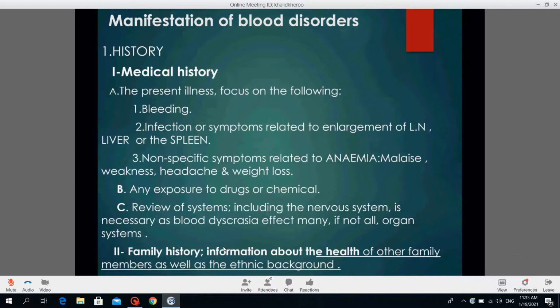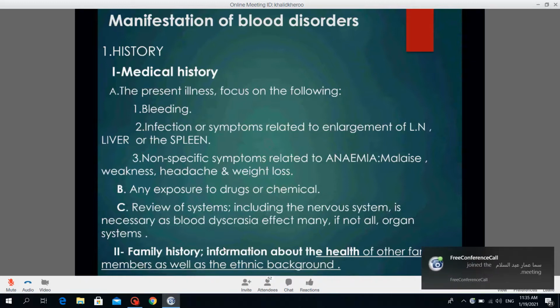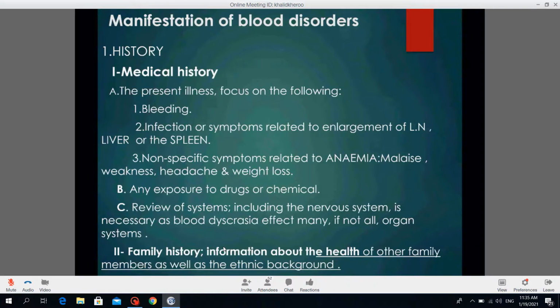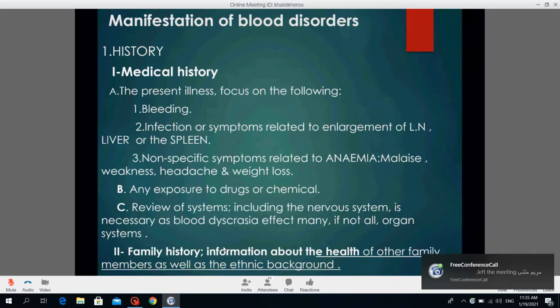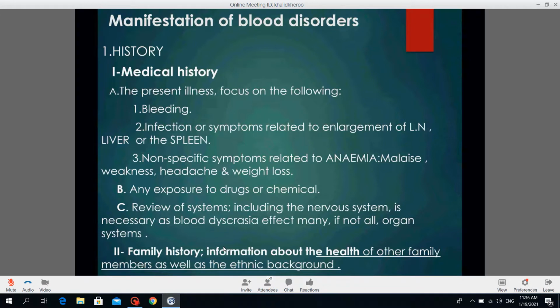So the drugs could be a cause of the disease, or could be a precipitant of or exacerbate an already present problem in the blood, as for example, as we said, G6PD, that is glucose 6-phosphate dehydrogenase deficiency. Chemicals, for example benzene and petroleum products, may result in aplasia of the bone marrow, that is bone marrow failure, or even sometimes acute leukemia as a result of exposure to these chemicals, or sometimes even exposure to radioactive substances, for example depleted uranium.